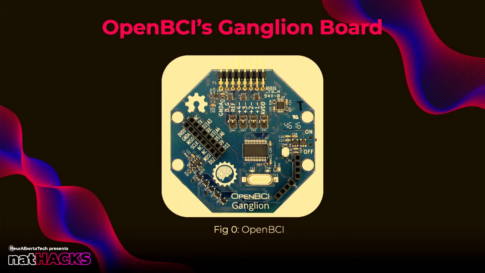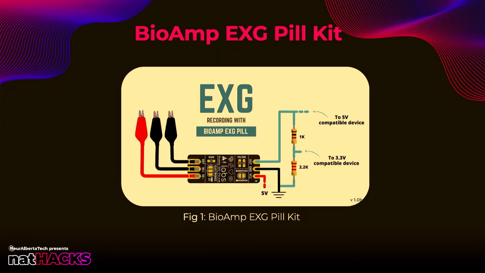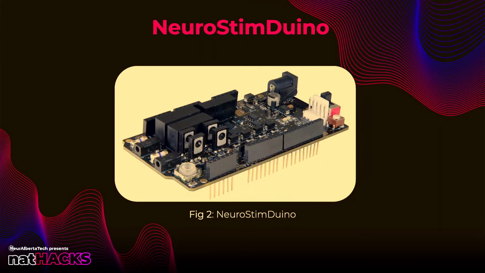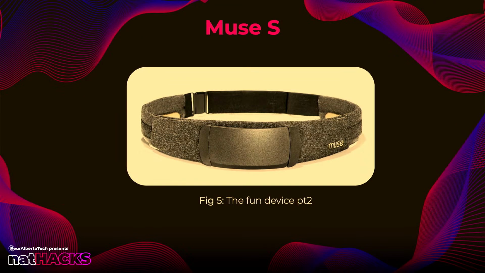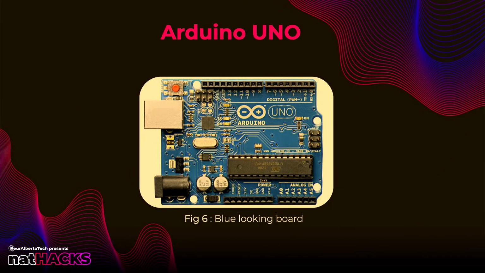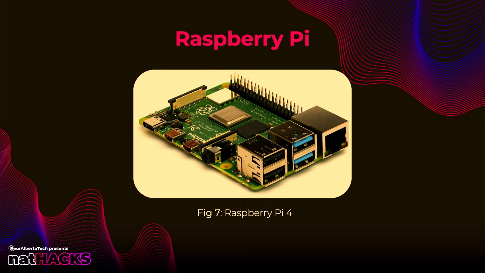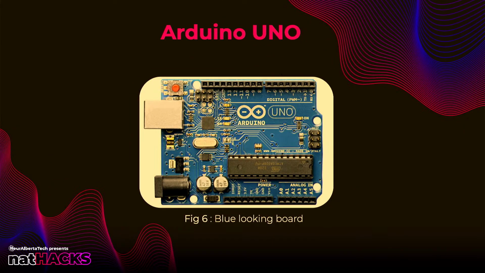First one would be the Ganglion, obviously, stealing the show tonight. Next one is the BioAmp, the NeoArduino, Unicorn, Muse 2, Muse S, and the Arduino. The Raspberry Pi and the Arduino are microcontroller boards and SBCs, which you can use to collect or incorporate between your PC and the sensors itself.